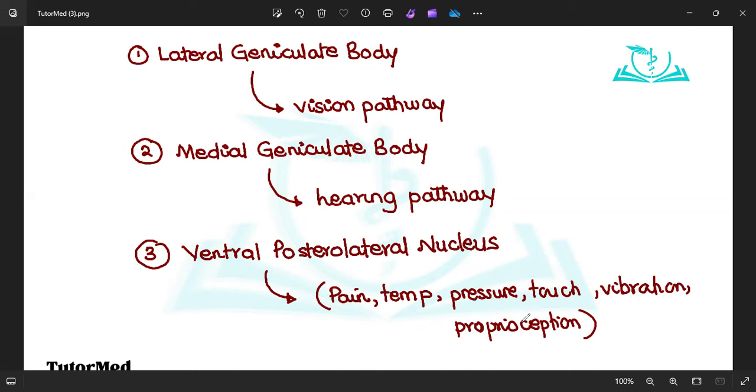Ventral posterolateral. Is the ventral posterolateral nucleus in the thalamus or is it in the brain? The thalamus would receive that. The VPL receives that. Where is it sending it to?